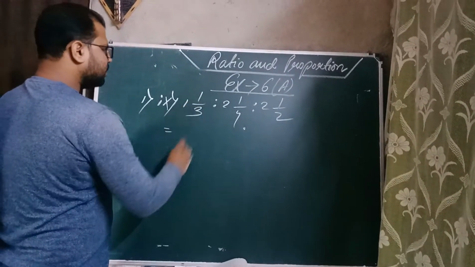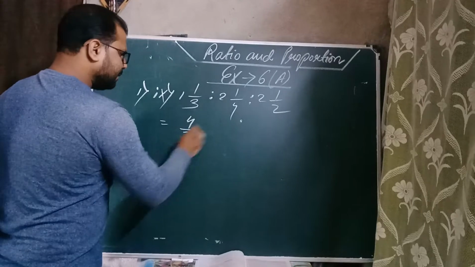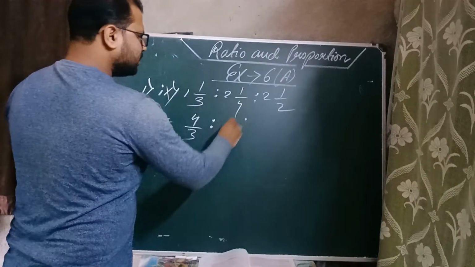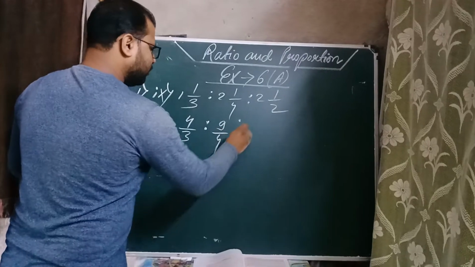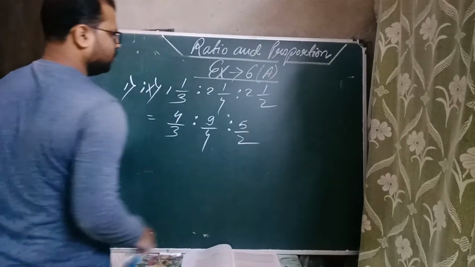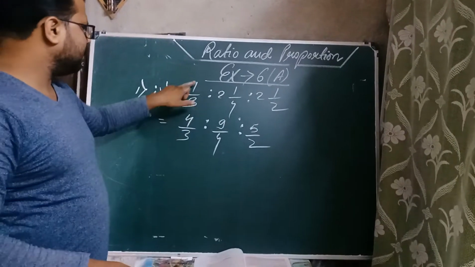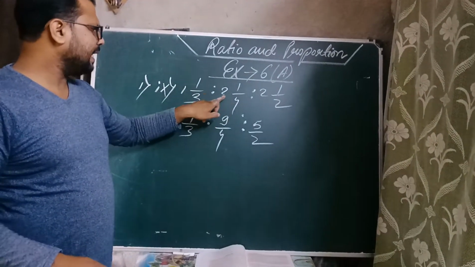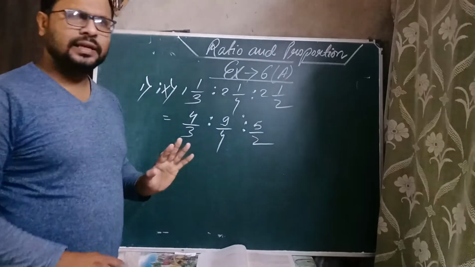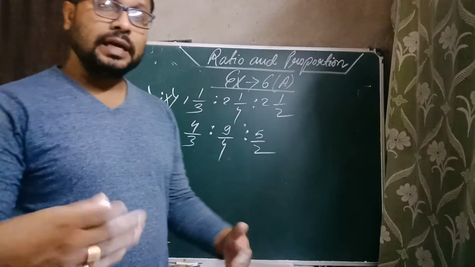3 ones are 3 plus 1, how much? 4 by 3. It's in mixed fraction, no? So we have to convert that. 4 2s are 8 plus 1, 9 by 4. 2 2s are 4 plus 1, 5 by 2. Once again, we will check. 3 ones are 3 plus 1, 4 by 3. 4 2s are 8 plus 1, 9 by 4. And 2 2s are 4 plus 1, 5 by 2.